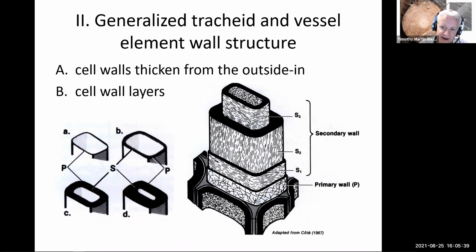The S2 layer is the thickest layer. And it's important for properties of especially tracheids because that S2 layer is the thickest layer. So its properties end up being the ones that determine cell and wood characteristics of wood made up of those tracheids, for instance. So this S2 layer is the thickest, and its properties therefore determine wood properties that are derived from that region.